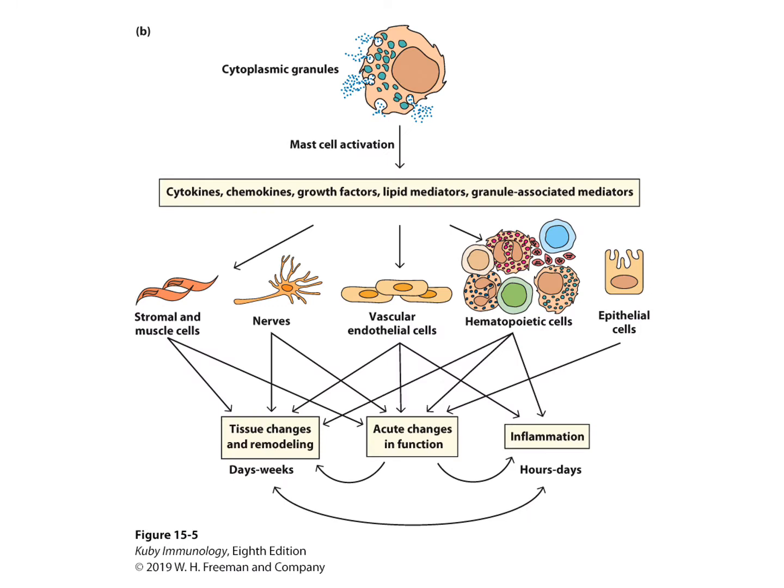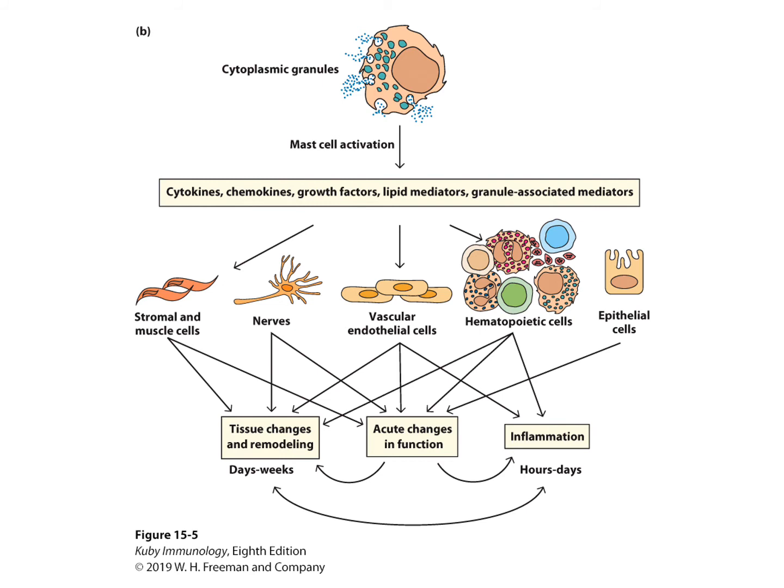So this slide is just showing us a little bit more of what happens after that second exposure to an allergen and the degranulation event. Across the center of the slide, you can see what happens as a result of the mast cell activation or degranulation. Cytokine production, chemokine production, growth factors, lipid mediators, and additional components all are stimulated in response to the degranulation event.